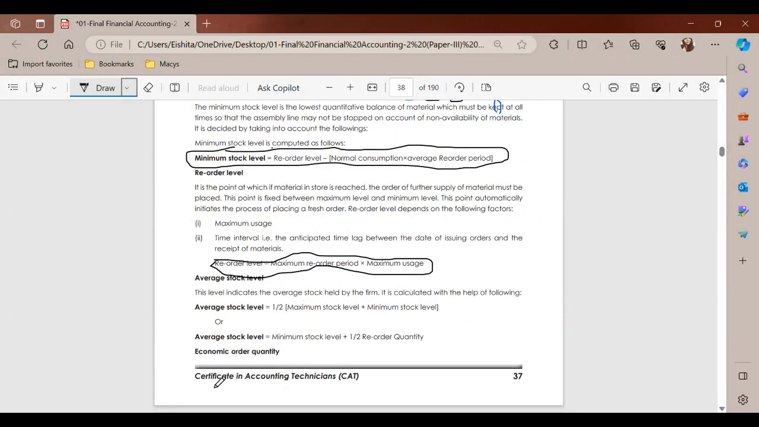तो maximum level हो गया, minimum हो गया. Third is what is reorder level? We have done it. Fourth is average stock. Average stock is very simple to calculate. ओपनिंग प्लस क्लोजिंग का हम करेंगे हाफ. What we'll do is half of maximum stock level plus minimum stock level, इन दोनों का हाफ करेंगे. और एवरेज स्टॉक लेवल इज इक्वल टू मिनिमम स्टॉक लेवल प्लस हाफ ऑफ रीऑर्डर क्वांटिटी. ओके.